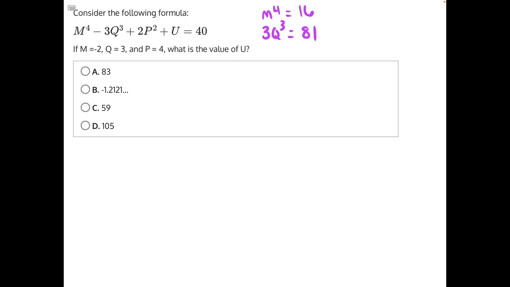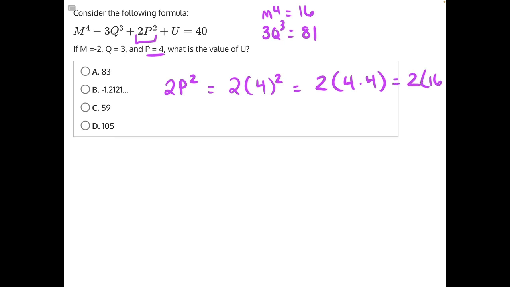Next, we'll take a look at 2p squared. P is equal to 4, so we'll have 2 times 4 to the 2nd power, and that's equal to 2 times 4 times 4. 4 times itself 2 times. 4 times 4 will give us 16, and 2 times 16 will give us 32. So 2p squared is equal to 32.